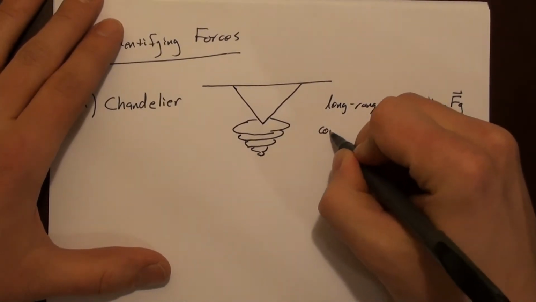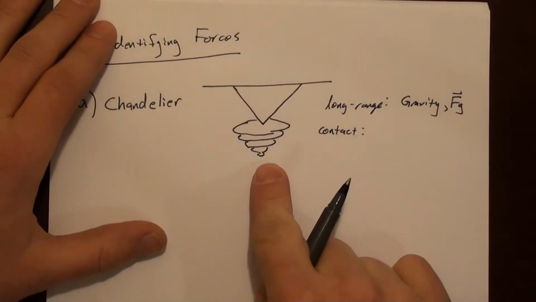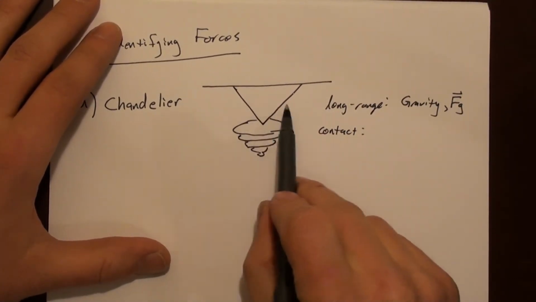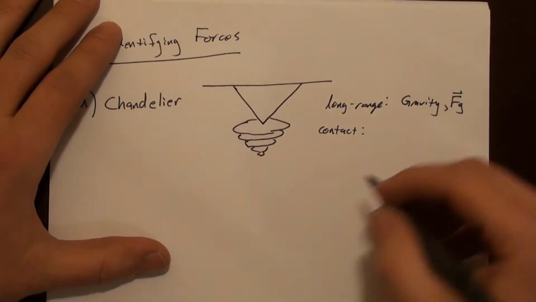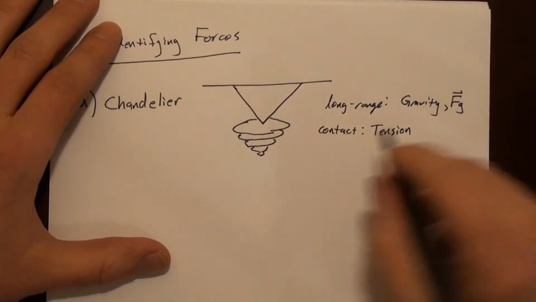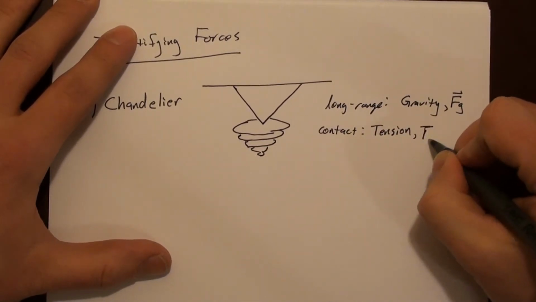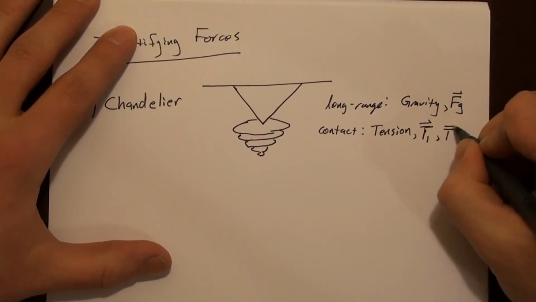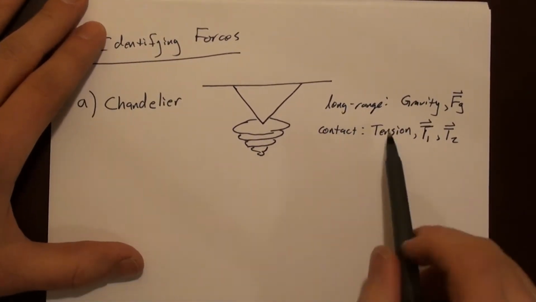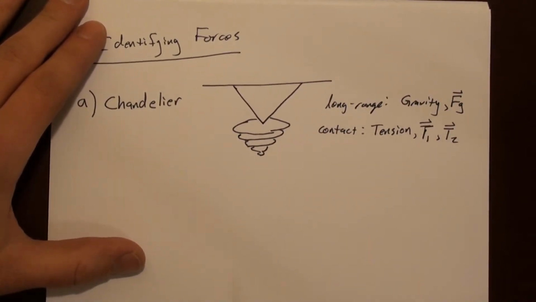Now I can think about contact forces. And contact forces are easy because only things that are touching the chandelier can act on the chandelier. Right? Well, the only thing touching the chandelier are these two ropes. Right? So that's tension, and there are two of these, so I'm going to put two of them here. I'm just going to call it T1 and T2. And I've identified all the forces now, right? There's only one long-range force, and there are only two things touching the chandelier. So these are our three forces.